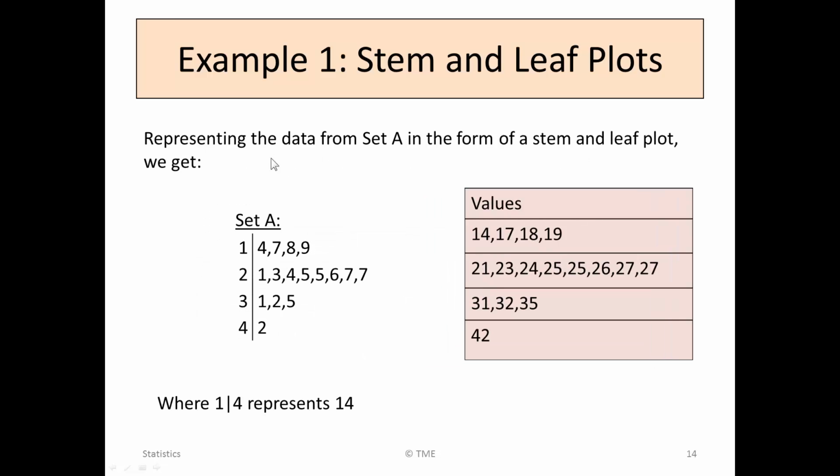So using those numbers now to represent the data from set A in the form of a stem and leaf plot, we don't write 14, 17, and 18 because they all share the 1 in front for the 10. So we say 1, 4 for 14, 1, 7 for 17, 1, 8 for 18, and 1, 9 for 19, where 1, 4 represents 14. We do the same for the 30s: 31, 32, 35, and it saves us writing all the 3s. And 4, 2 is 42. We can get a sense of a shape here when we draw it in this form: there are a lot more in the 20s than there are in the 10s, 30s, or 40s. It's bunched around here.